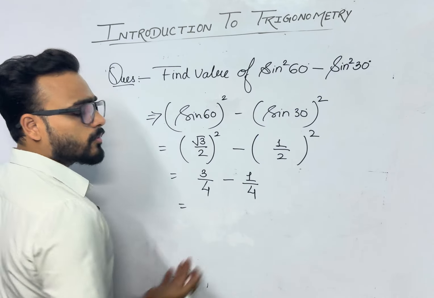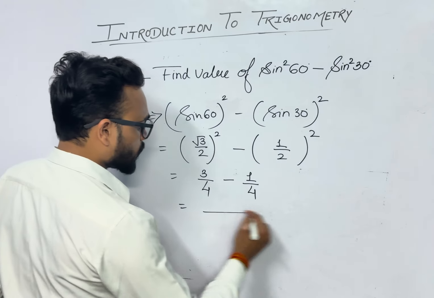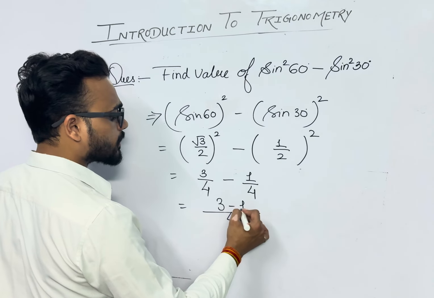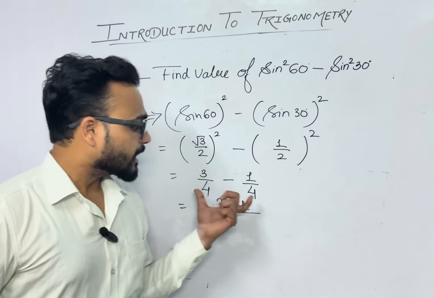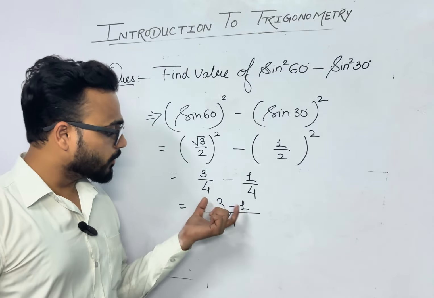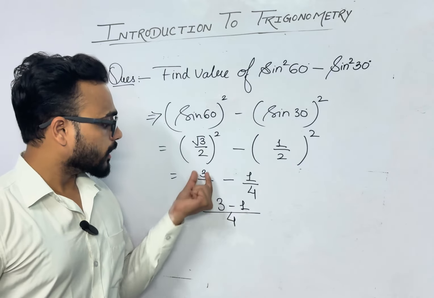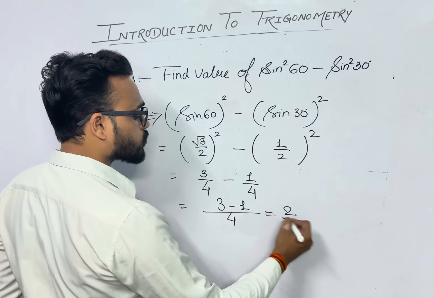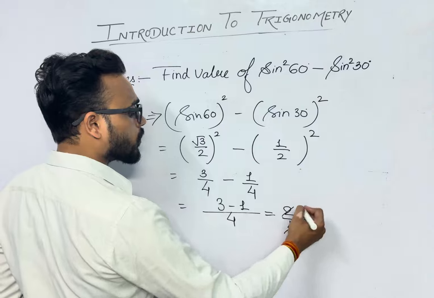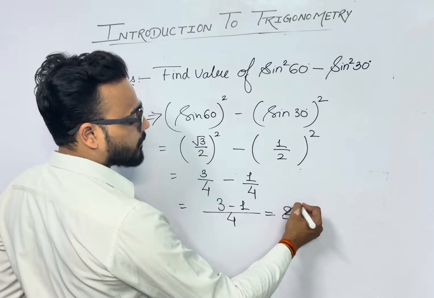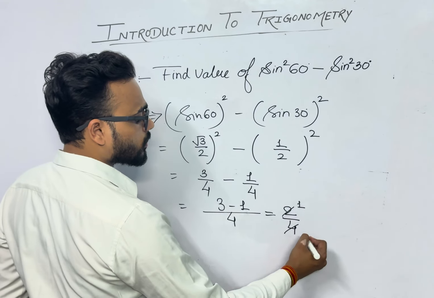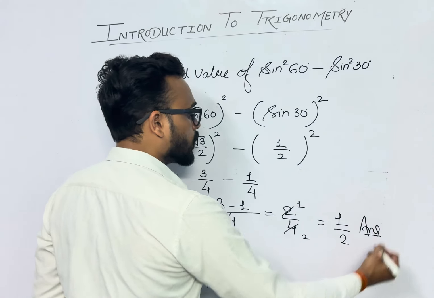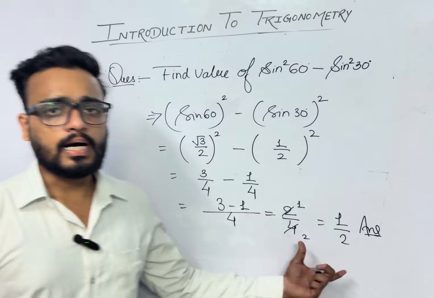Now we have to simplify it by using the LCM. The LCM is 4, and the numerator becomes 3 minus 1, because the denominators are the same. So 3 minus 1 is 2 by 4, and 2 and 4 cancel out by 2: 2 ones are 2 and 2 twos are 4, and the value is 1 by 2. Here we have simplified our answer.